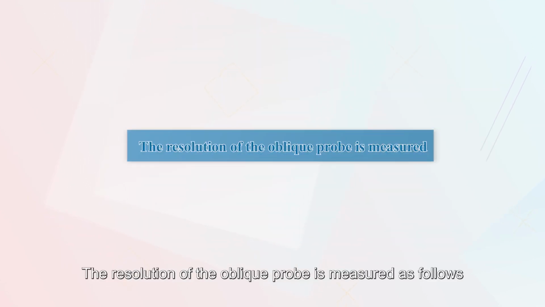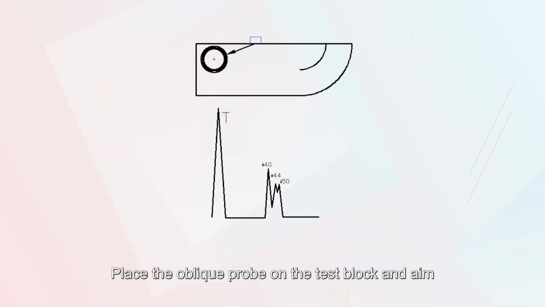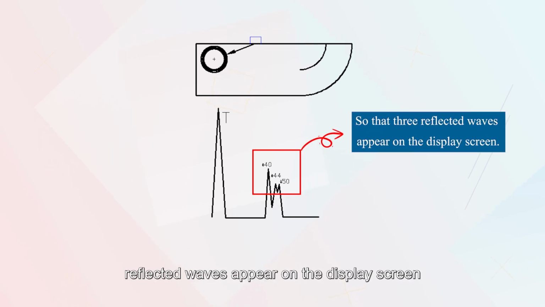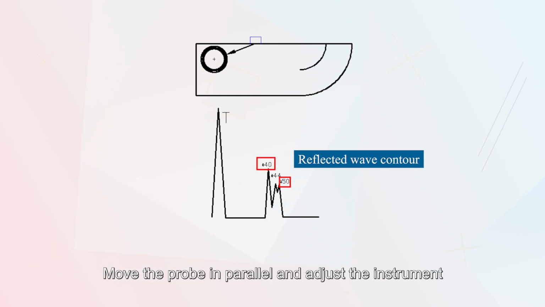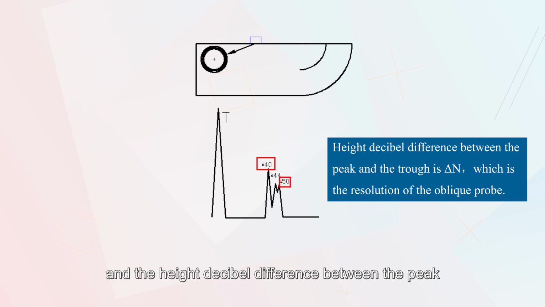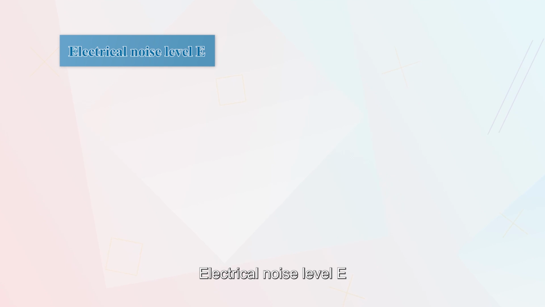The resolution of the oblique probe is measured as follows. Place the oblique probe on the test block and aim at the three-step holes of 50, 44, and 40, so that three reflected waves appear on the display screen. Move the probe in parallel and adjust the instrument so that the reflected waves of 50 and 44 are of equal height, and the decibel difference between the peak and trough is delta M, which is the resolution of the oblique probe.